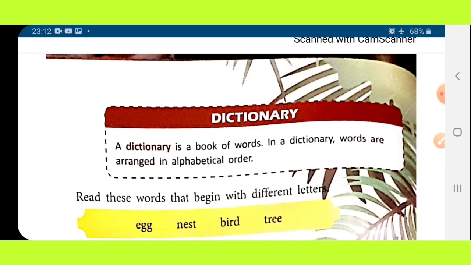After that, the next topic is dictionary. Dictionary is the name of a book which is full of words. And there are a lot of words in alphabetical order.